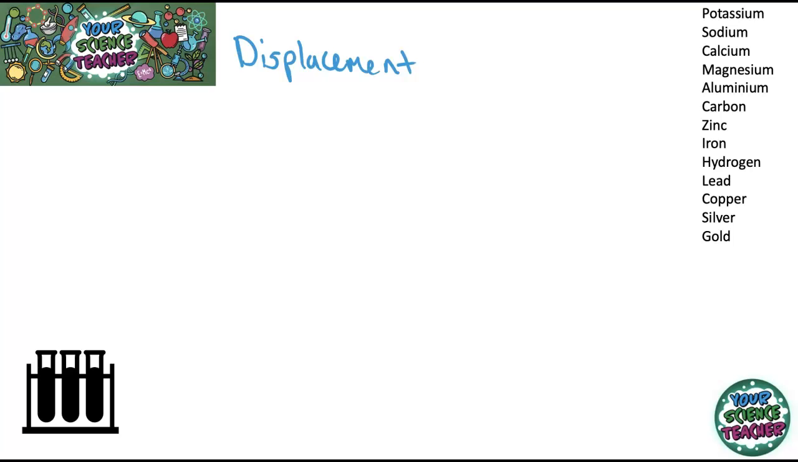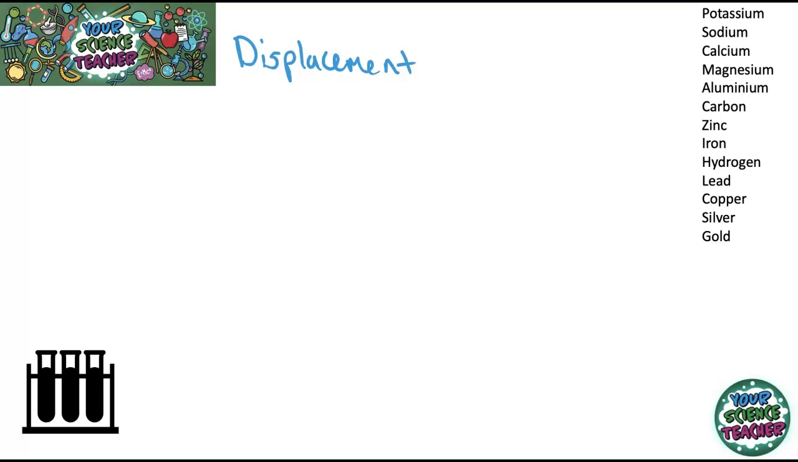I always explain to my class this is a little bit like Love Island. Everything likes to be coupled up in Love Island, and it's very similar with these metals. They like to be bonded to something else. In Love Island, people come into the villa like bombshells, and they will displace people from the couples. It's exactly the same with these metals. They will come in if they're more reactive and displace the less reactive metal from its compound.